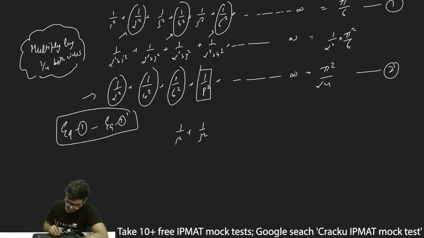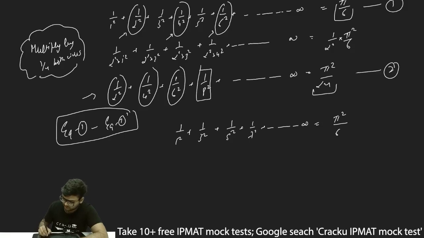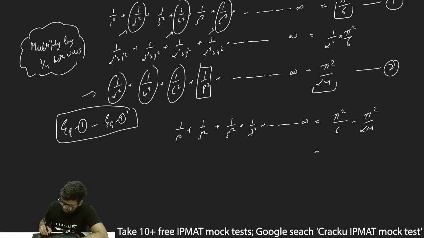So 1 upon 1 square plus 1 upon 3 square plus 1 upon 5 square plus 1 upon 7 square up till infinity is basically equal to pi square by 6 minus pi square by 24. I'll take the LCM, so this is 4 pi square minus pi square, which is equal to 3 pi square by 24, and this will be further simplified to pi square by 8.